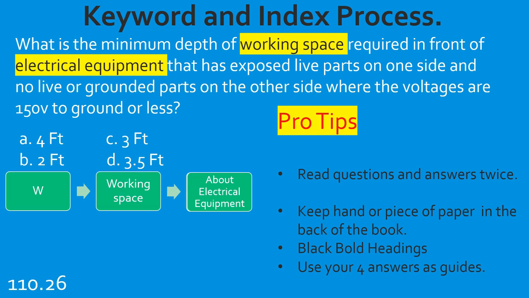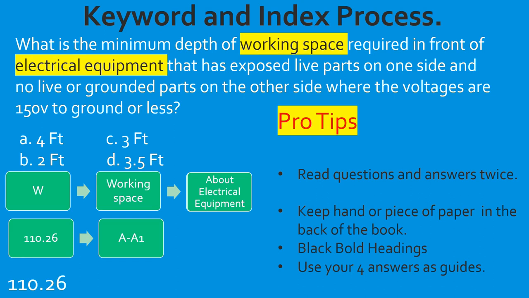The first thing we're going to do is we're going to look at the black bold headings. So when we get to 110.26, we read the black bold heading. It says spaces about electrical equipment. Great. I feel like we're still down the right trail. So we've gone from working space to electrical equipment, about electrical equipment. I feel good. So I quickly look down through that paragraph and see if I see any of my four answers. I do not. So I go to the next black bold heading. It says working space. Great. I still feel like we're in the right section. I look down in that paragraph. Do I see anything about 3 feet, 4 feet, 3.5? I don't see anything. So I'm going to look at the next black bold heading.